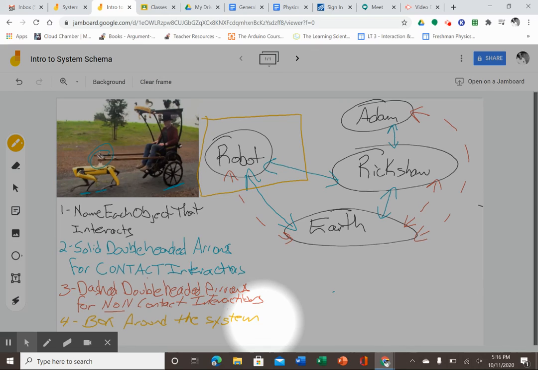And that's how you end up going through and completing a system schema. There are other things that are done with that afterwards. That's time for a separate video.